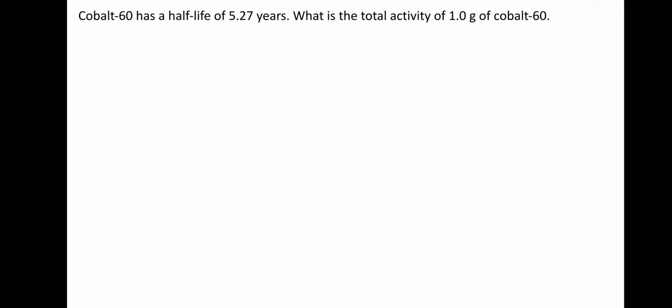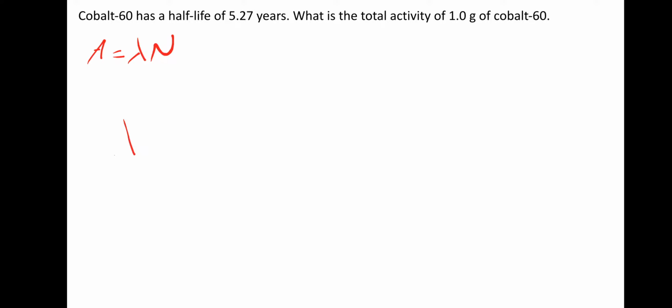Cobalt-60 has a half-life of 5.27 years. What is the total activity of 1 gram of cobalt-60? So I want activity, so activity is lambda N. So we need both the decay constant and the number of nuclei. So let's do the decay constant first.